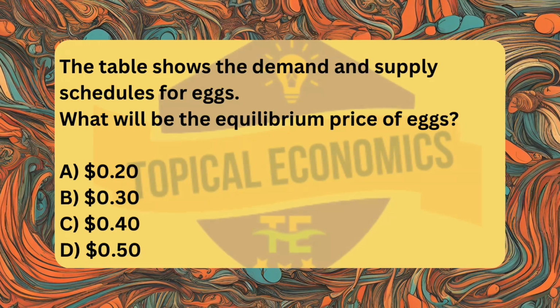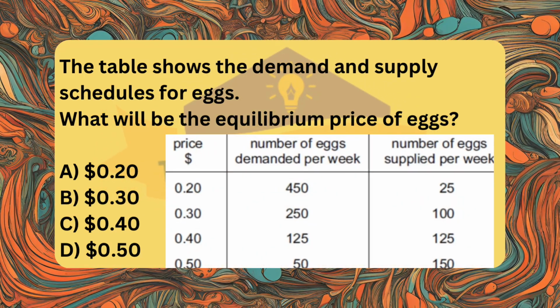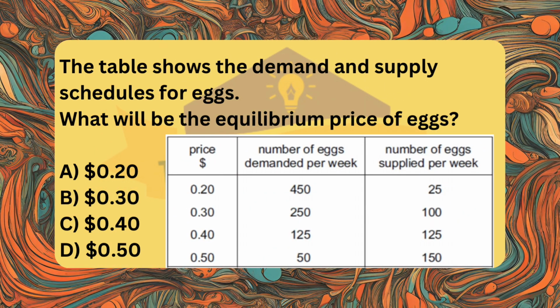The table shows the demand and supply schedules for eggs. What will be the equilibrium price of eggs? This question is from year 2015 February-March version 2. The correct answer for this question is option C. Equilibrium price is determined when quantity demanded equals the quantity supplied. From the table, we see that quantity demanded equals quantity supplied at 125 eggs per week. The corresponding price to this, as shown in the table, will be the equilibrium price, which is 40 cents.